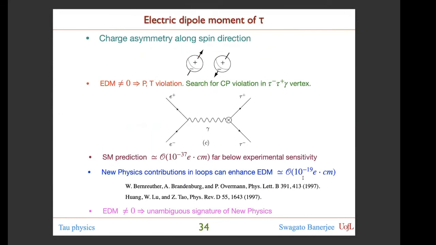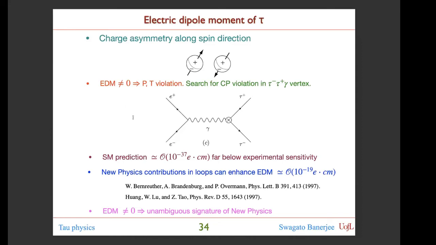Next, I will move on to the discussion of the electric dipole moment. So the electric dipole moment is essentially a measure of the charge asymmetry. And we can conveniently take the spin direction of the lepton to be the axis around which the charge asymmetry is studied. So the electric dipole moment is coming from a CP violating term. So if we look into this tau gamma vertex, we are really probing the CP violating contribution by studying the electric dipole moment in this case.